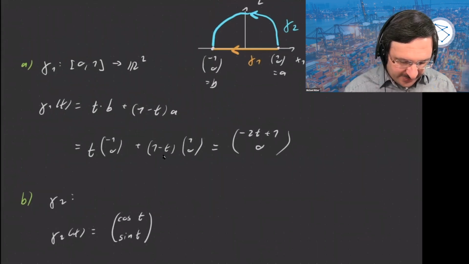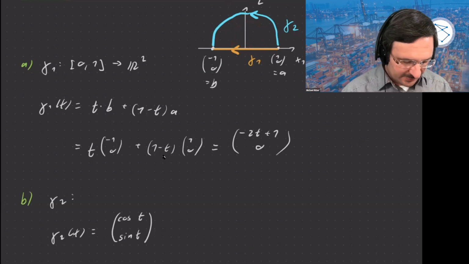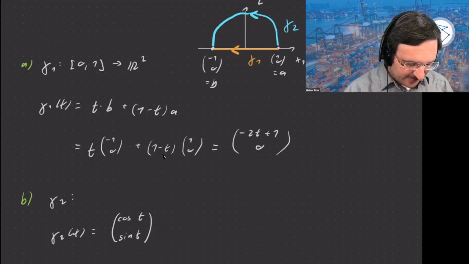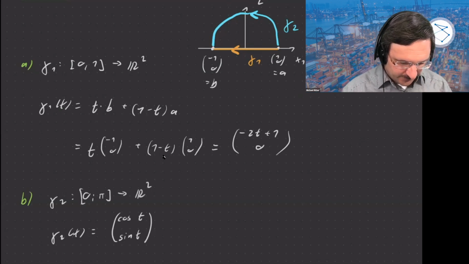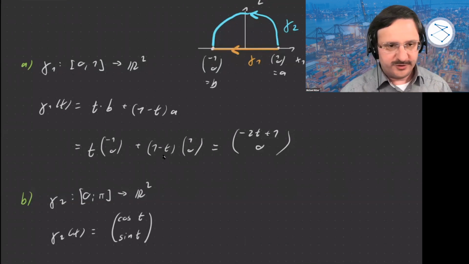And we're moving from this point here, (1, 0). That corresponds to an angle of 0. And then we increase the angle up to pi. So that means our parameter interval goes from 0 to pi. Right? Pi corresponds to this point here. 0 corresponds to this point here.